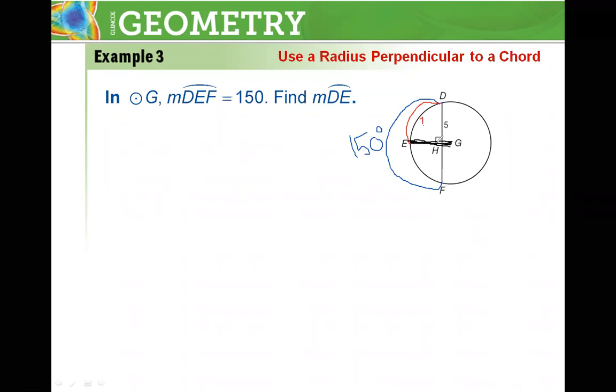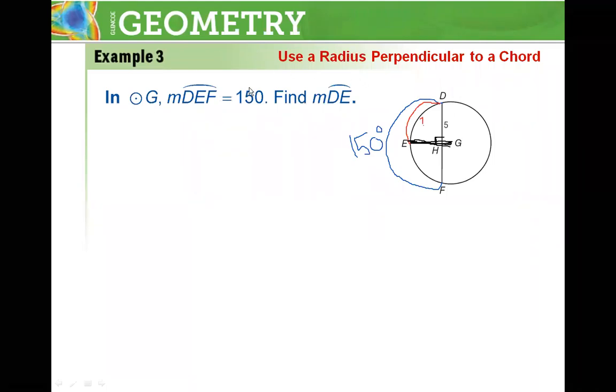And it is perpendicular to the chord. 150 divided by 2 is 75. So we deduce that this is a radius and we have a chord. This radius is perpendicular to the chord, so it bisects the chord and also bisects the arc. The arc is 150. If we divide it by 2, it equals 75.